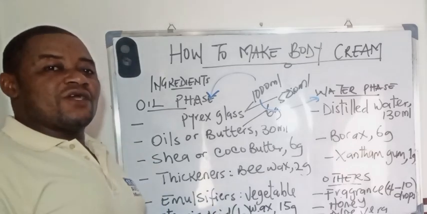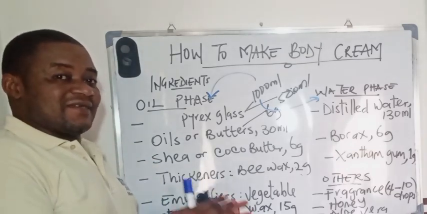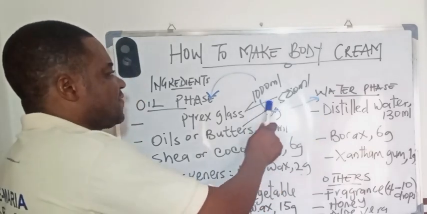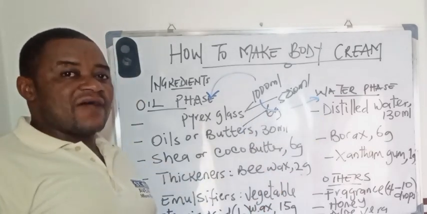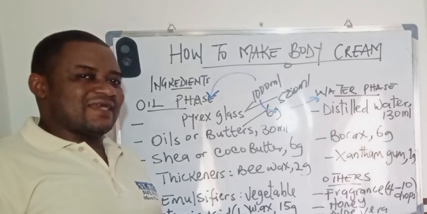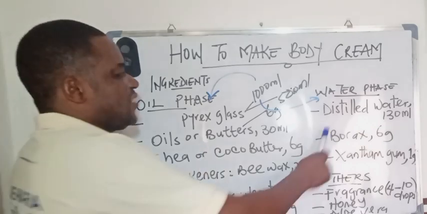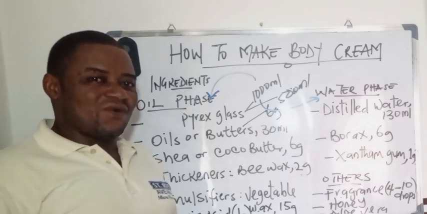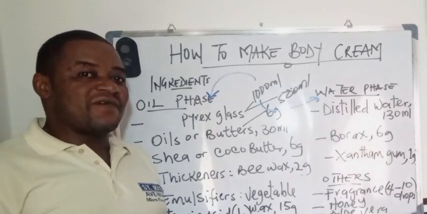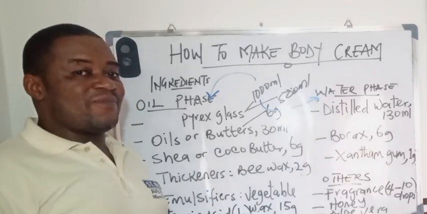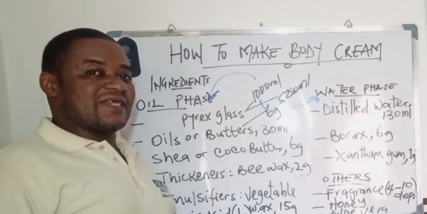Now, you are going to do what? You are going to keep it aside. You come to the water phase. Use the 500 ml Pyrex glass or another stainless container. Measure 130 ml of distilled water, or you use Eva bottled water. Now, weigh borax, 6 grams, and put it inside that water.